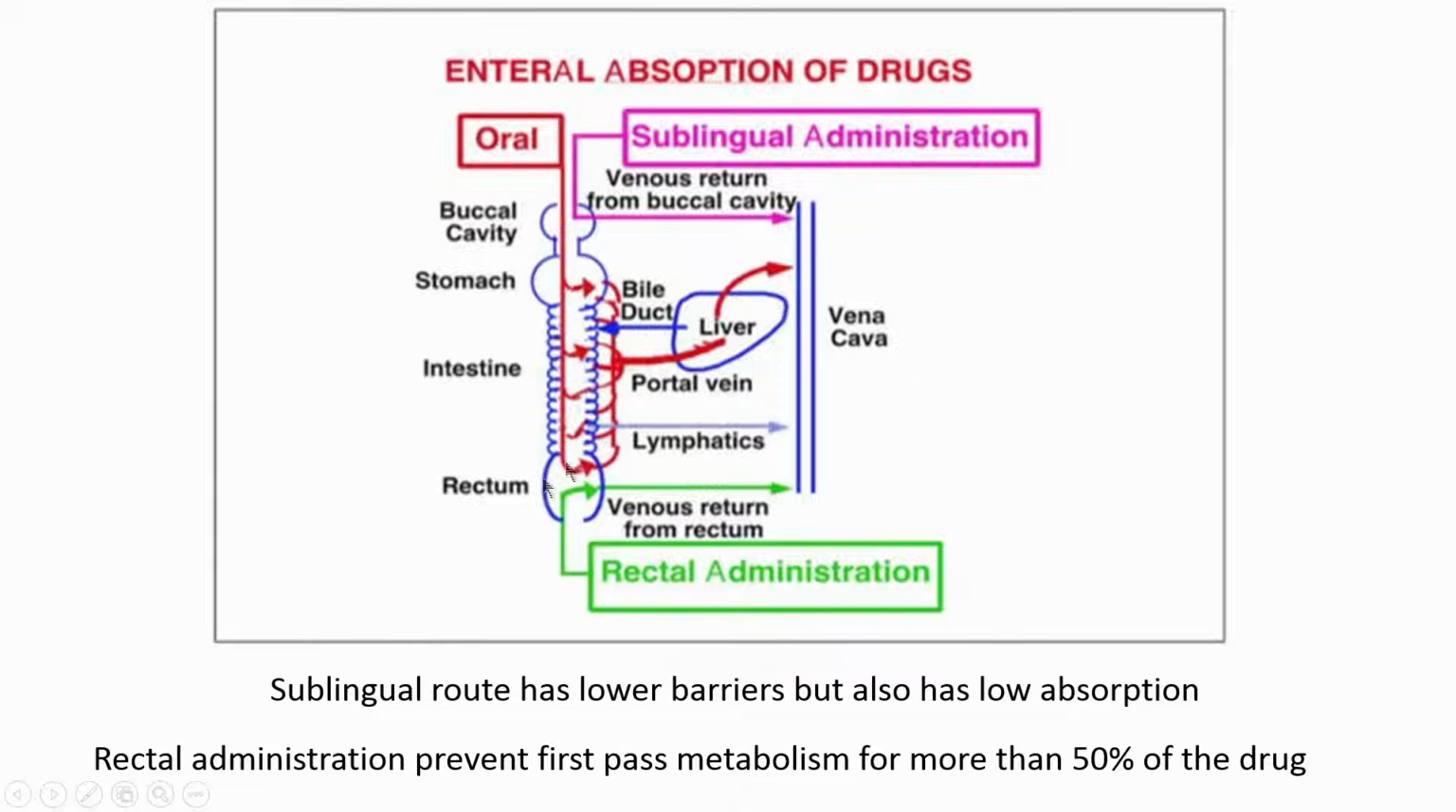And then we will talk about first pass metabolism, but essentially all the drug that goes to the liver gets metabolized quite a lot, because the liver is a detoxifying organ. If you give it either by rectal or by sublingual administration, you avoid the passage of the drug through the liver, which is always good if you do not want the drugs to get degraded. We will talk about this first pass metabolism in upcoming slides.